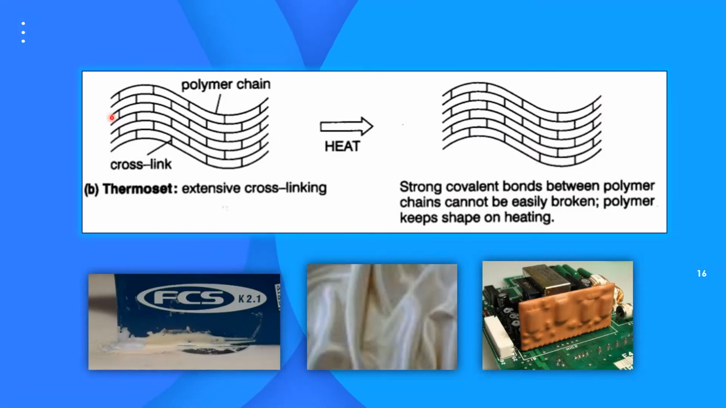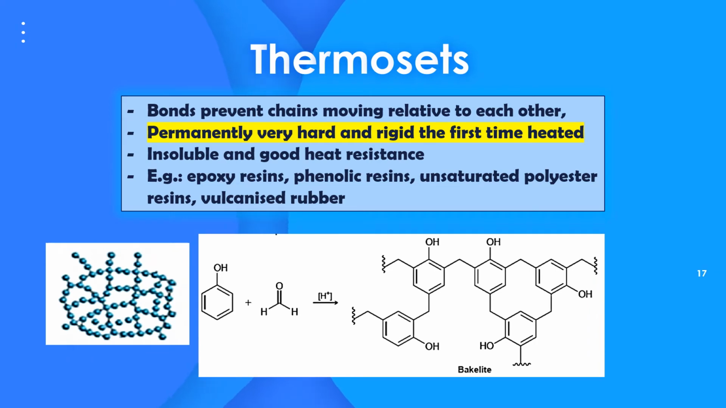Thermosets have extensive cross-linking between the polymer chains. After heating, the strong covalent bonds between polymer chains cannot be easily broken, so the polymer keeps its shape on heating. In thermosets, bonds prevent chains moving relative to each other. So they are permanently very hard and rigid the first time heated, insoluble, and have good heat resistance. Examples are epoxy resins, phenol resins, unsaturated polyester resins, and vulcanized rubber.